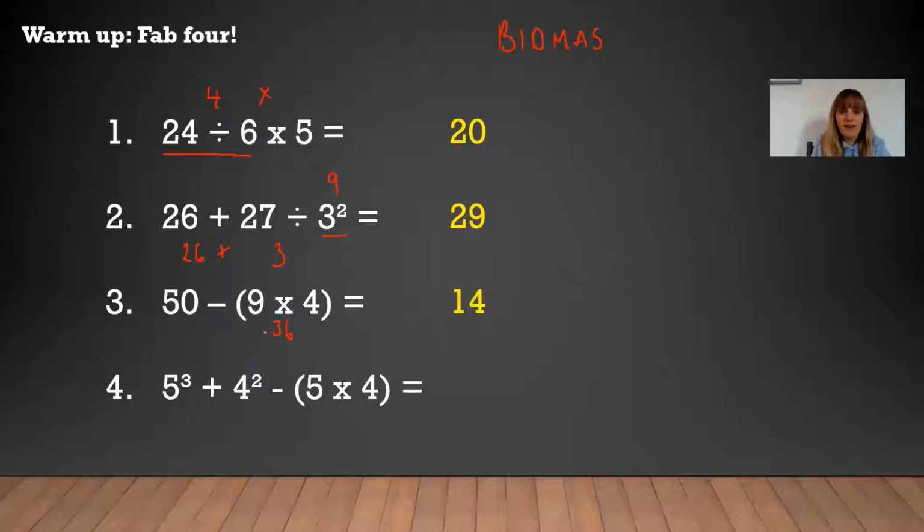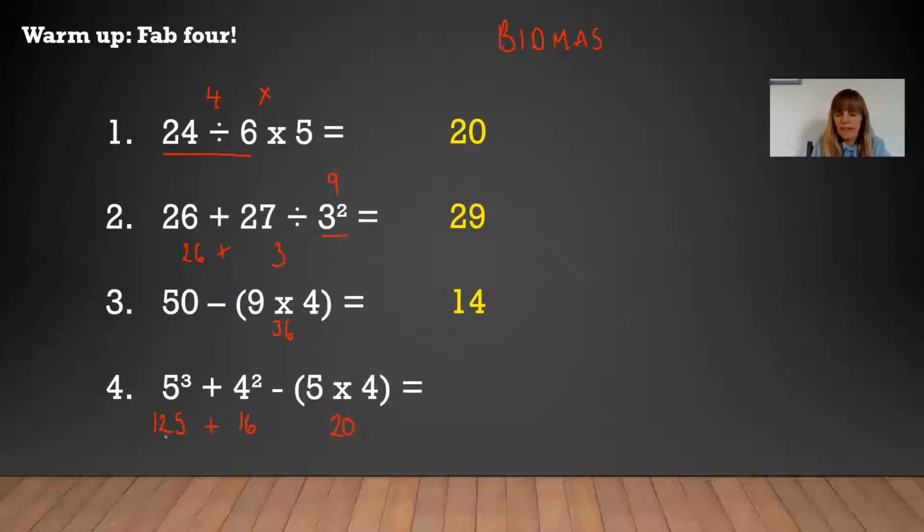And finally here, indices come first, so you can calculate the amounts of the indices first. So 5 cubed, now remember that's 5 times 5 times 5, so that's actually 125. 4 squared is 16. Now, we've then got something in the brackets here. So 5 times 4 is 20. So now we can do the other parts of our calculation.